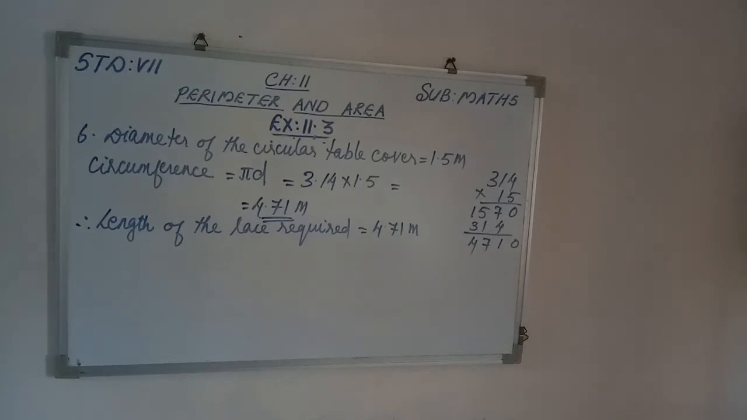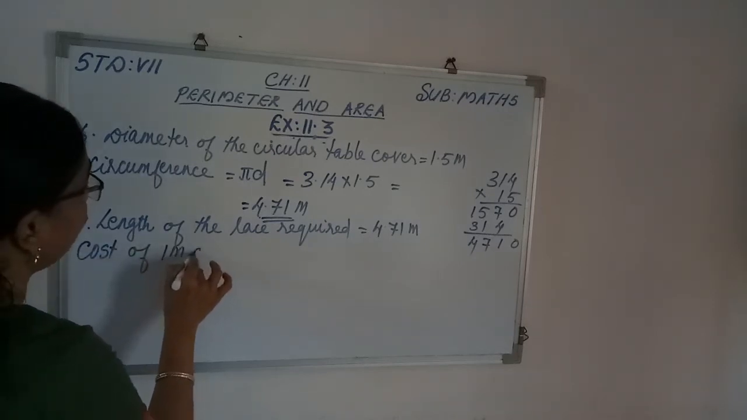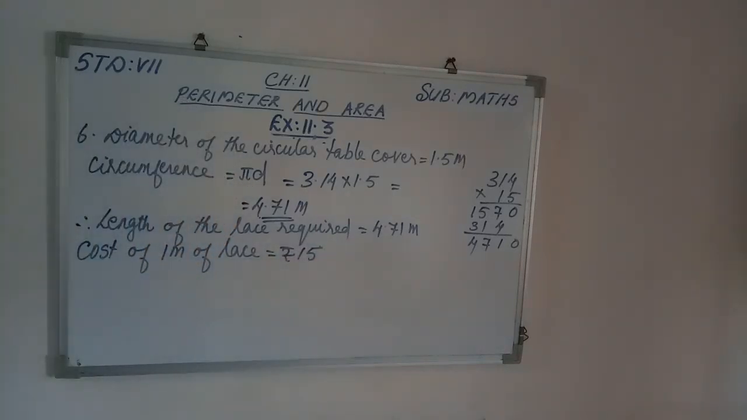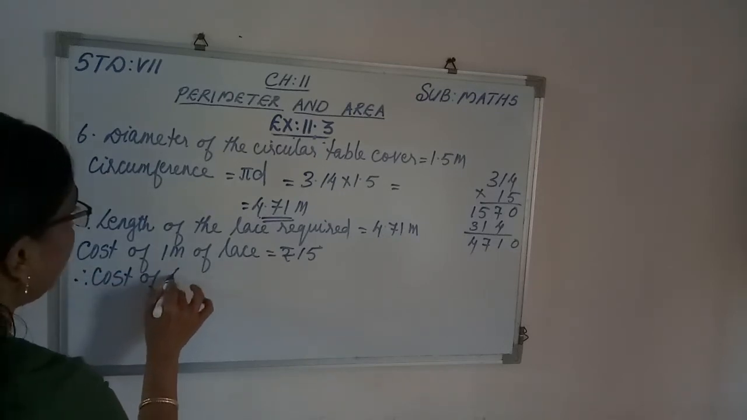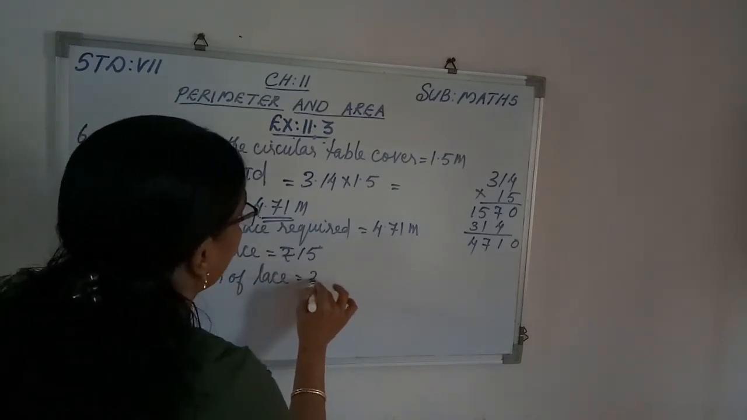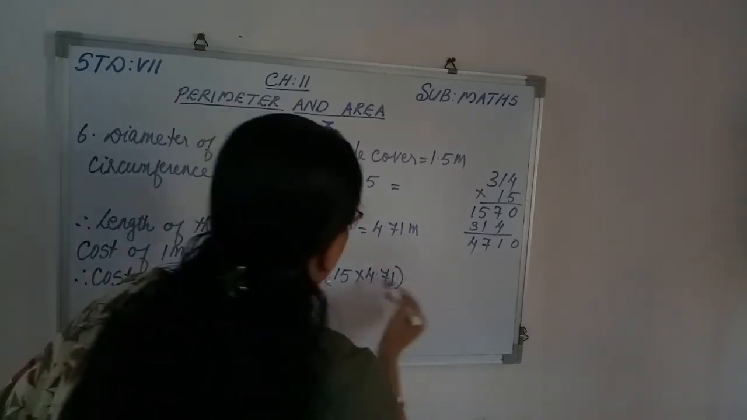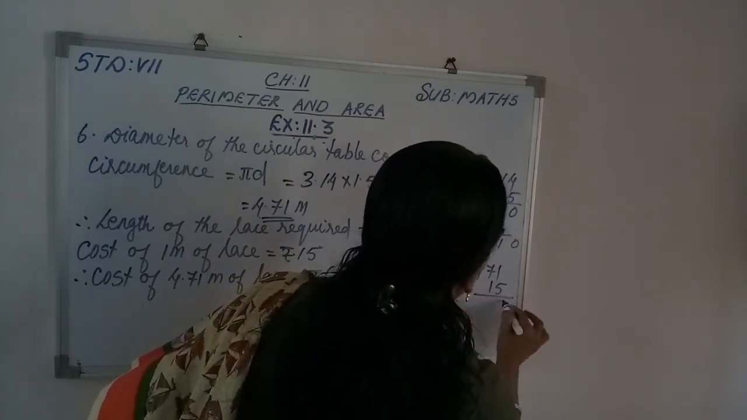And now what is given? Cost of 1 meter of lace is rupees 15. What we have to find out? What will be the total cost of 4.71 meter of lace? So cost of 4.71 meter of lace is equal to rupees 15 multiplied by 4.71. That's equal to, multiplied by 15.